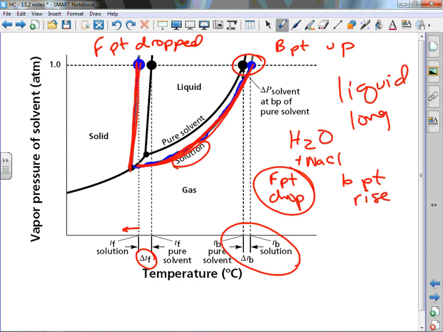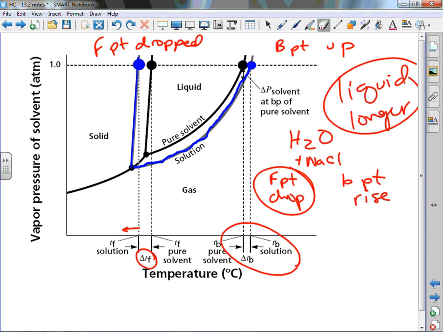longer. If you notice here in the middle, here's what I mean by making a liquid longer. The black is what the liquid region was, that space. Now, if you notice, the blue is a bigger region for the liquid. So that's what we mean by makes a liquid longer.